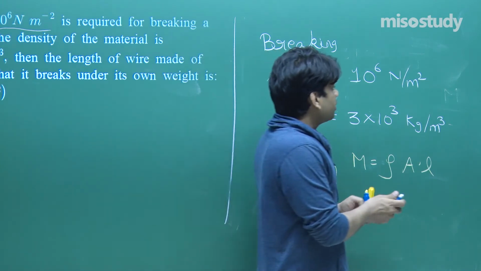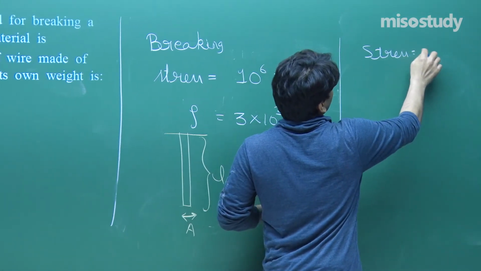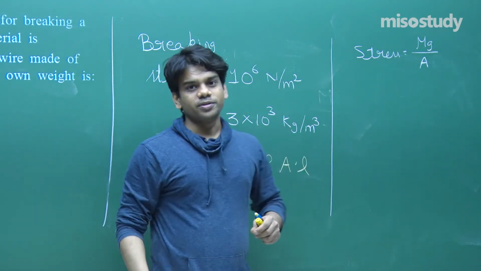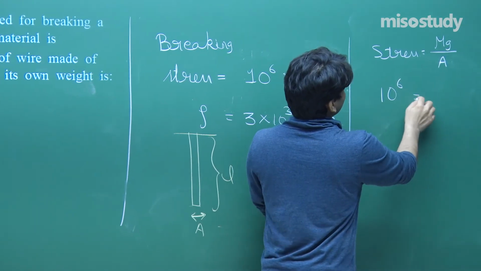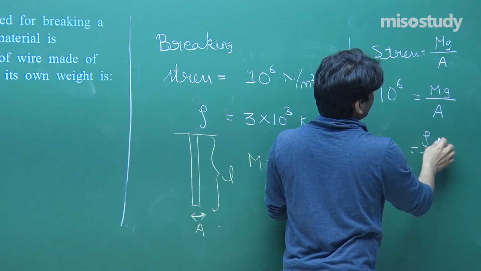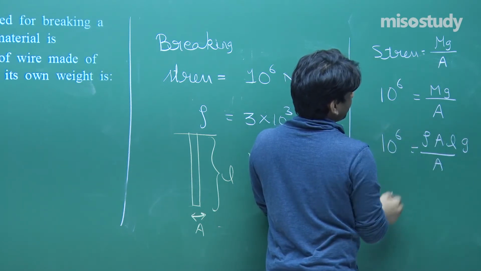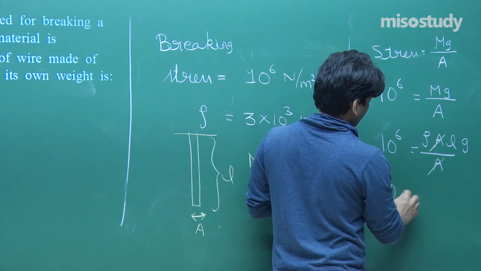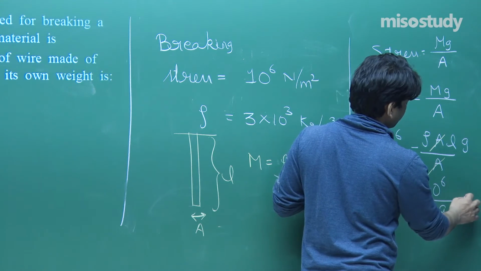Now you see here, the stress due to its own weight will come out to be m g by A, and equate this to 10 to power 6 Newton per square meter. So we can easily find out the value of maximum length. So 10 to power 6 is equal to m g by A, m is given as rho into A into L divided by A, and g. So finally, the length we want will come out to be 10 to power 6 divided by rho into g.